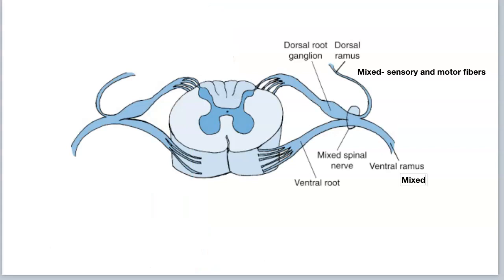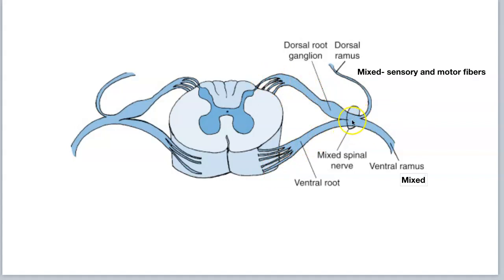So now we're going to add one other piece of information to your drawing. So we know this is your dorsal root with the dorsal root ganglia. The dorsal root is carrying sensory information into the spinal cord. This is your ventral root. Ventral root is carrying motor nerve fibers out of the spinal cord, and they are both going into the spinal nerve. Remember, the spinal nerve carries both sensory in and motor out.